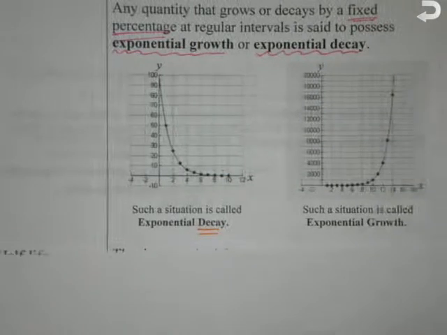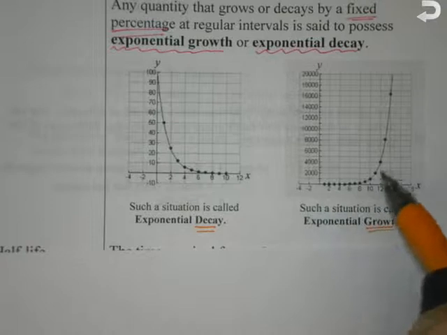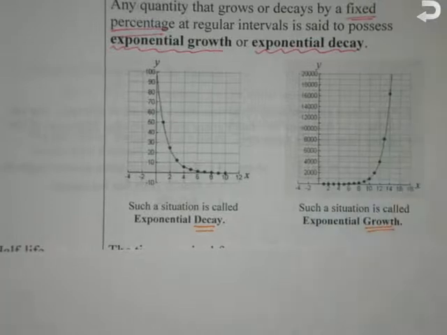Exponential growth is an increasing exponential function because as we move on, it's getting bigger. So your population is increasing. Your bacteria is doubling every minute or something. That's called exponential growth. Definition, and then we'll get started on problems.